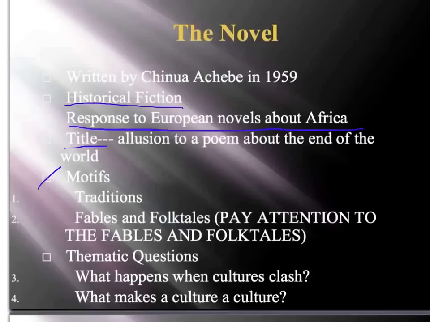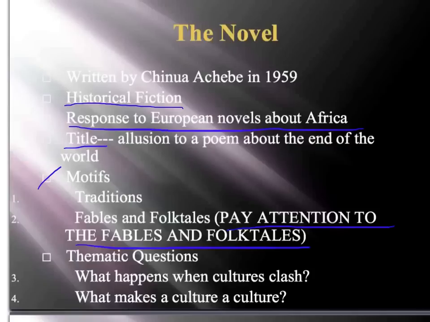He also has a recurring motif of fables and folk tales. Please, while you're reading, pay attention to the fables and folk tales. You're going to see characters telling little stories in a lot of different ways, a lot of different fables and folk tales to make a point or to teach a lesson. Those are very important, and it's one of the main ways that Achebe develops the themes of the novel.